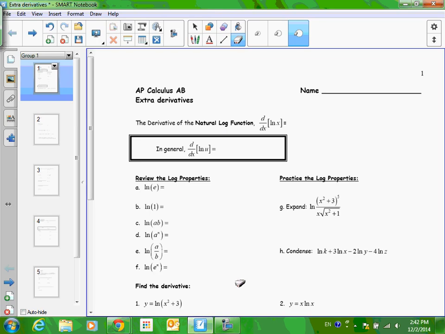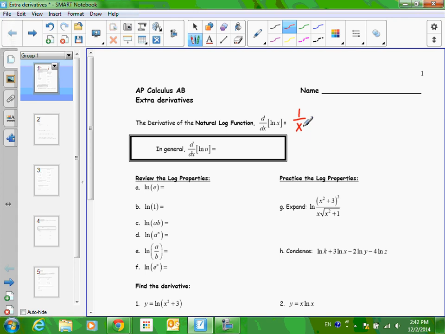So let's go ahead and go over this in our notes. So we did this one last. All right, so the derivative of the natural log function, the derivative of natural log of x, is 1 over x. In your little green cards that you got yesterday, this is one of those. It'll help you remember.